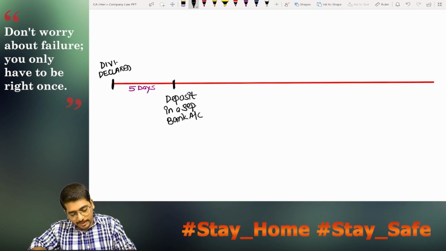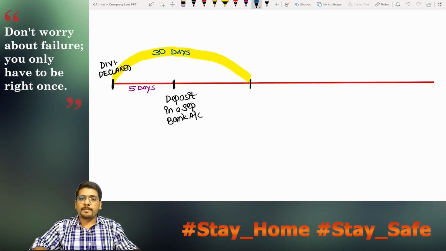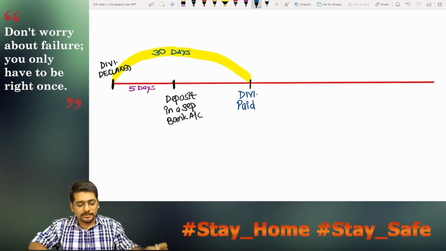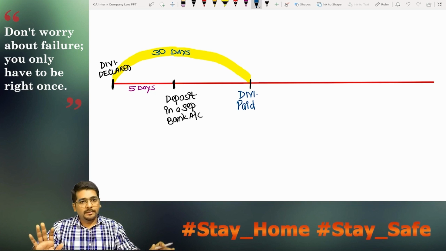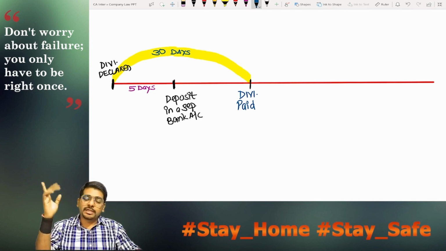And then over here, somewhere here, you know what this is? This is a period starting from here and going till here. This is a span of maximum 30 days. Understood? They are saying from the date of declaration of dividend up to 30 days, that is within 30 days, your dividend should be paid. This much is easy. Whenever dividend is declared, within 5 days from the date of declaration of dividend, transfer that amount in a separate bank account. And within 30 days from the date of declaration of dividend, the amount of dividend should be paid.